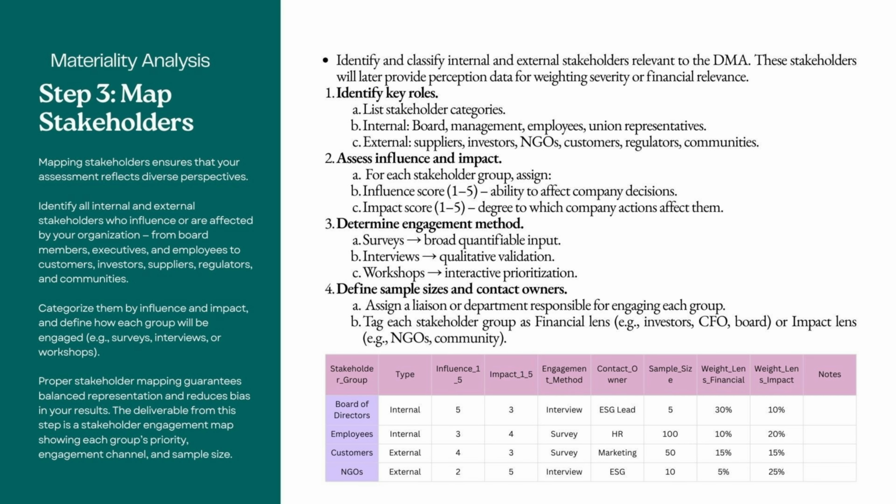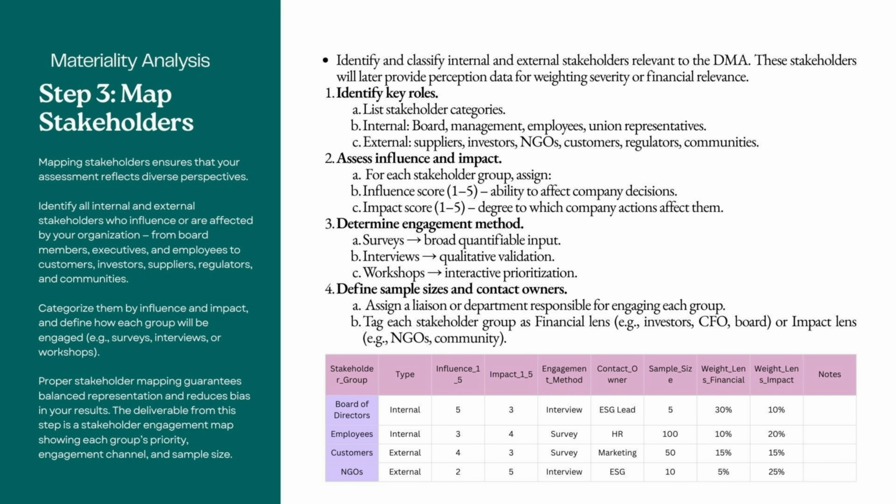Sample sizes, engagement methods, and internal contact owners are defined at this stage. Stakeholders are also linked to the financial or impact lens, depending on the perspective they represent. For example, investors may primarily inform financial materiality, while an NGO may inform impact materiality.